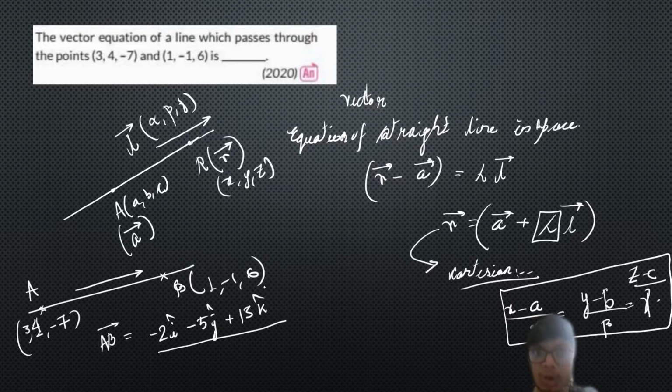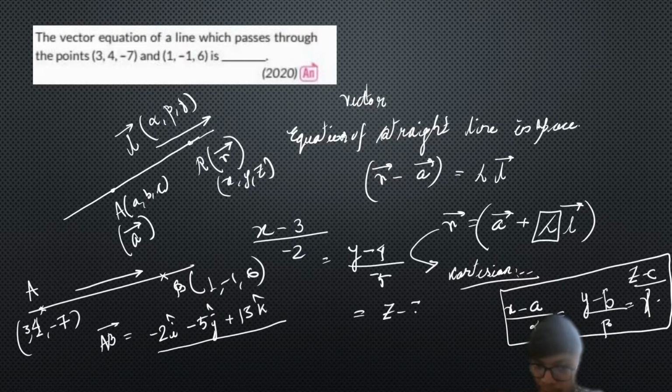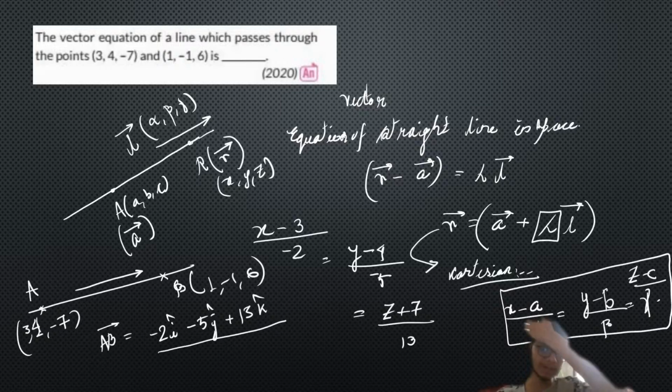Now I need to find my vector equation. First of all, let us try to understand the Cartesian equation. We can write this simply as (x minus 3) by 2 is equal to (y minus 4) by 5 is equal to (z minus (minus 7)), so that's going to be (z plus 7) divided by 13, which is the equation of my line. But this equation is given in Cartesian notation. We just need to transform that back into the vector notation.